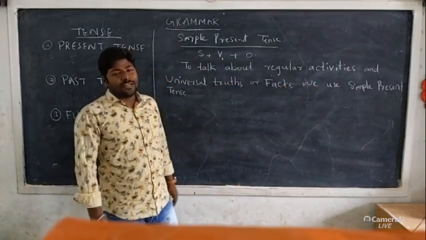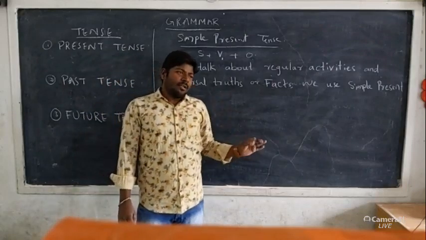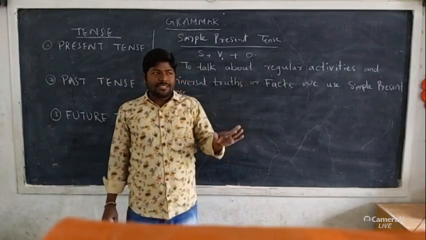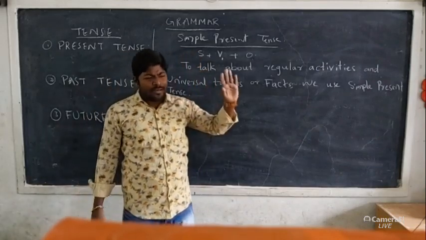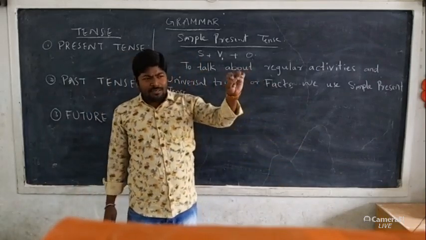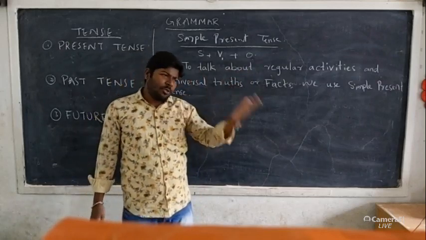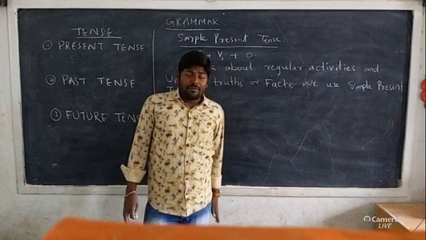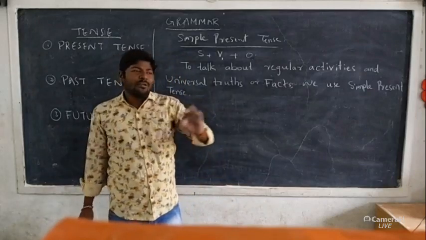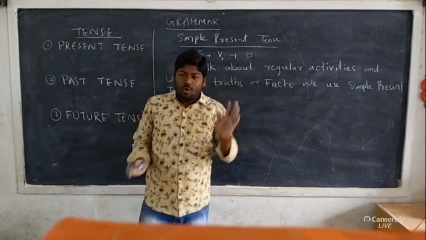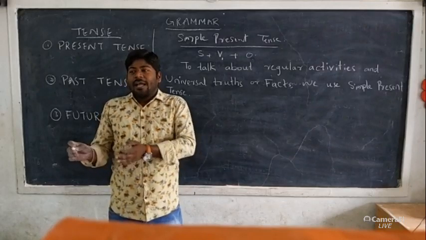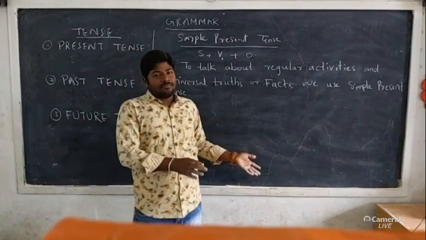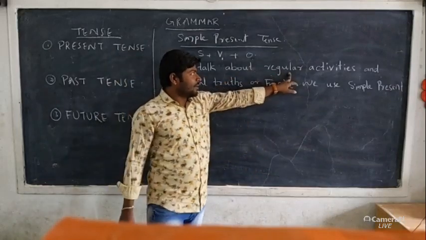So what is called a regular activity? Nothing but an action that happens regularly at a certain time. It need not happen daily. It need not happen weekly. It may happen monthly once, it may happen yearly once, it may happen 3-4 days once. Whatever action happens at a certain time continuously is nothing but a regular activity.